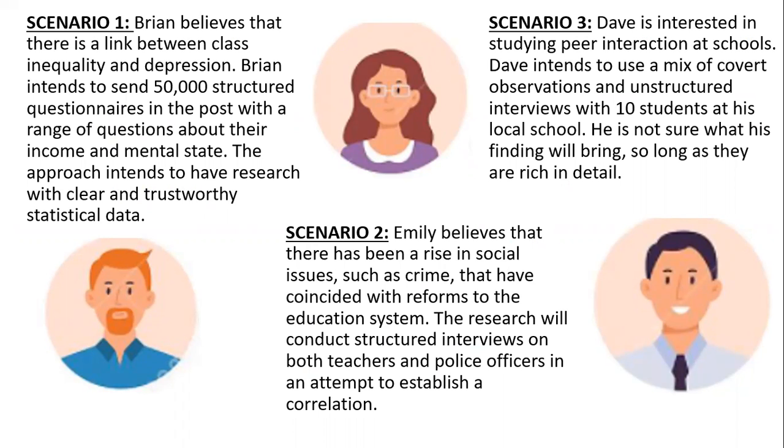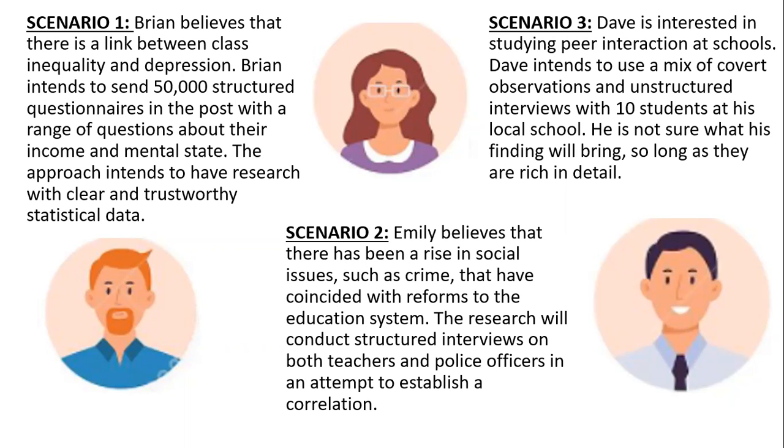So scenario one, I'm just going to read through it again. I'm sure you've looked through it now. Brian believes that there is a link between class inequality and depression. Brian intends to send 50,000 structured questionnaires in the post with a range of questions about their income and mental state. The approach intends to have research with clear and trustworthy statistical data. So overall, it is a quantitative approach.